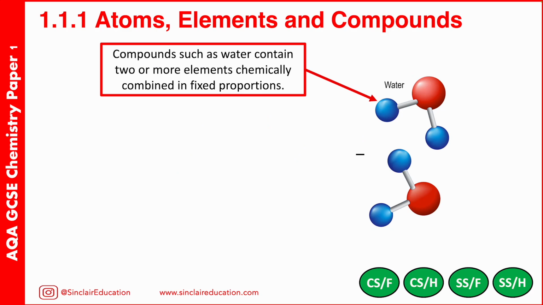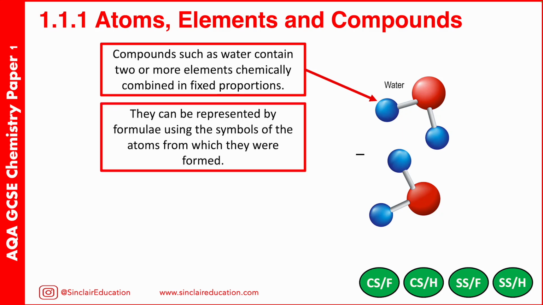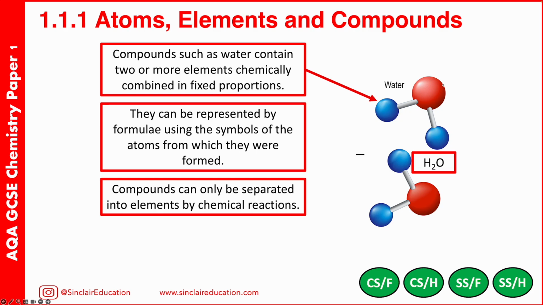When we look at compounds, they will have specific formulas because the atoms within them will be in fixed proportions. So for example, water's formula is H2O because it has two hydrogens chemically bonded to one oxygen. So when we're looking at compounds, we're going to have a lot of chemical symbols and formulas throughout. If we do want to separate out the different types of atoms within our compound, you can only do that by chemical reaction because here those atoms are chemically bonded together.